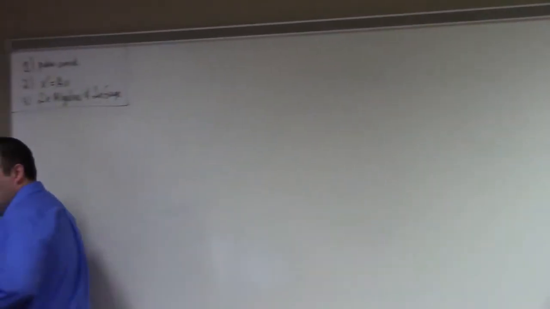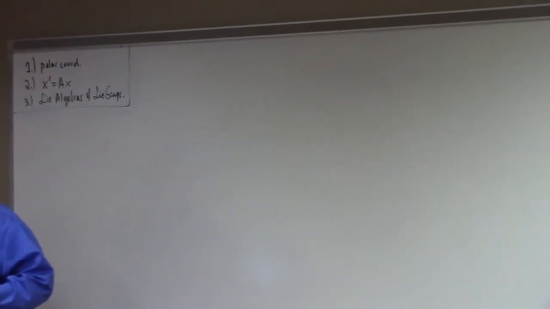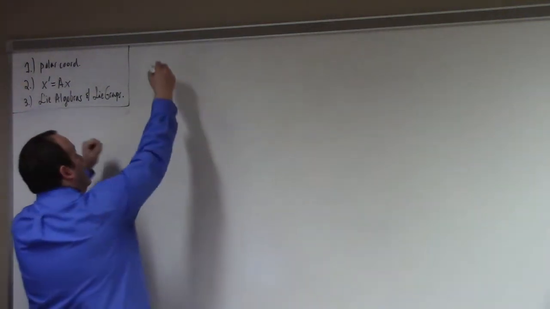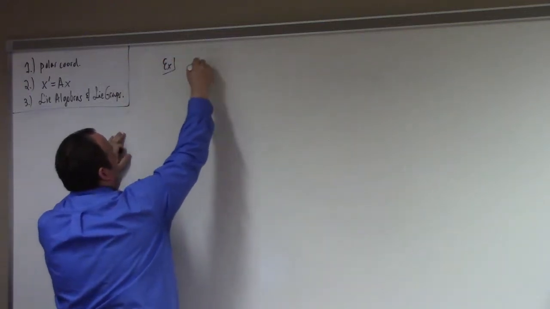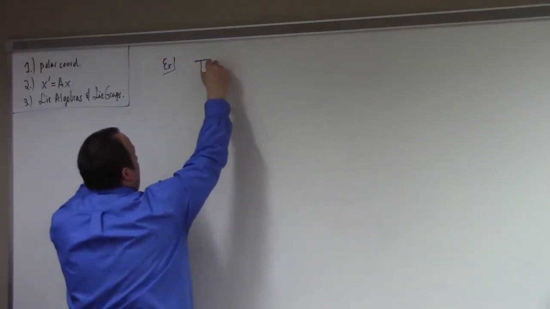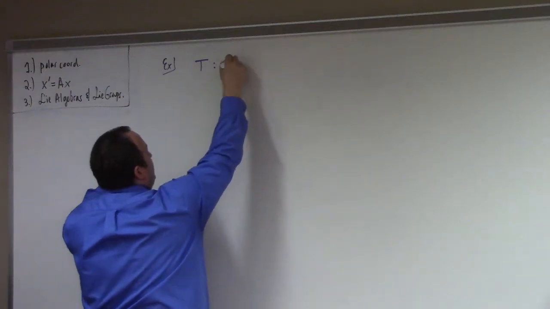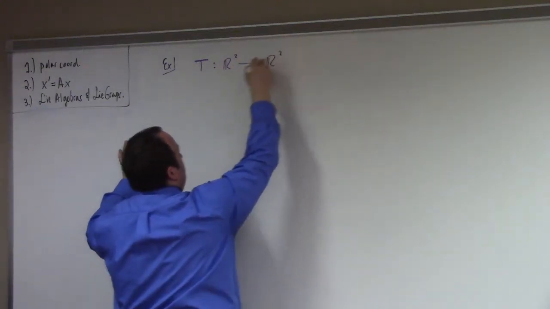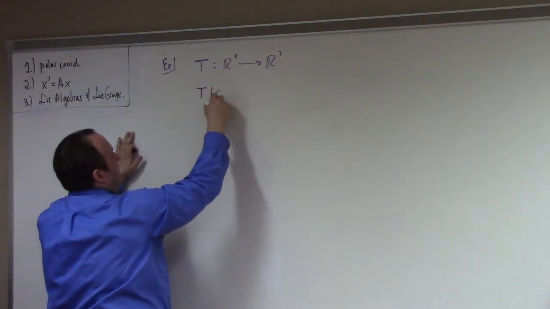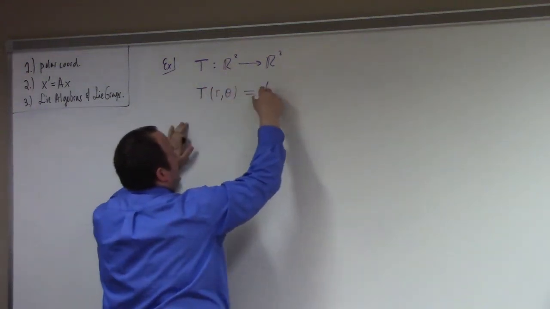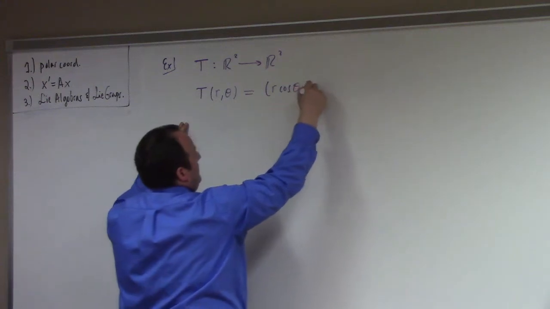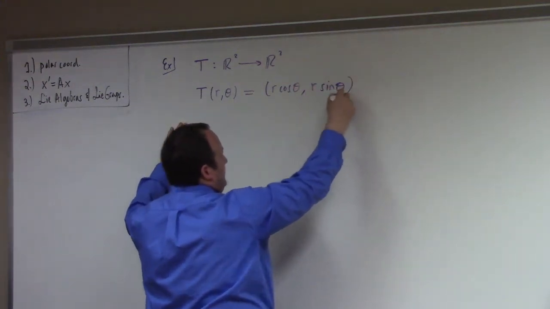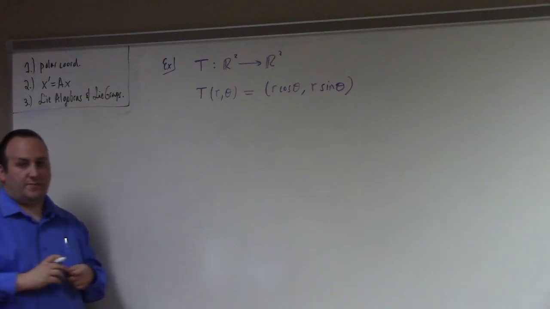Amen. Okay, so first order of business, a short example. I said I'd say something about polar coordinates, so this is a kind of fun example. Let T be a mapping from, let's say, R2 to R2, defined as follows: T of r comma theta equals r cosine theta, r sine theta. You might recognize this as the polar coordinate map, right?